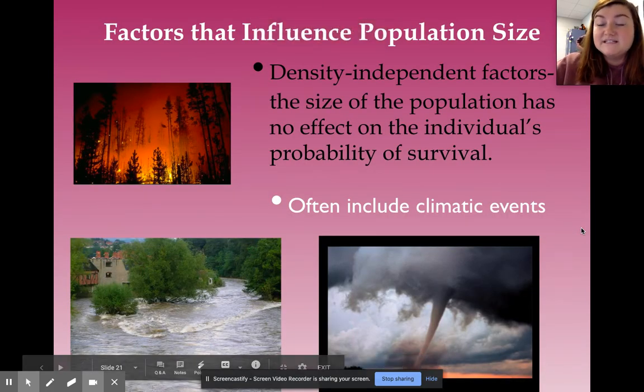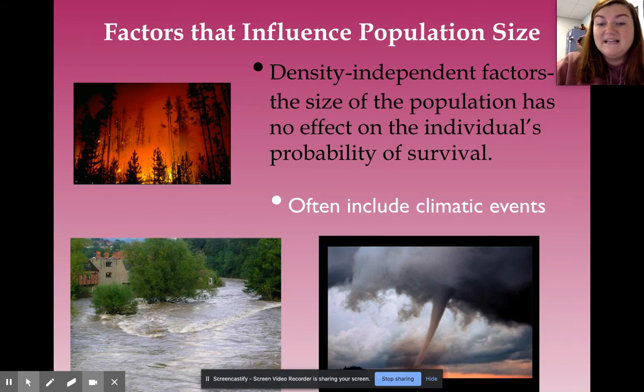Okay, so we talked about density dependent. Now we're over here on density independent. And it's the same but opposite, right? So these factors affect a population size the same, no matter how big that population is. So the size of the population has no effect on the individual's probability of survival. This is often going to include climatic events, so things like tornadoes, floods, and fires.